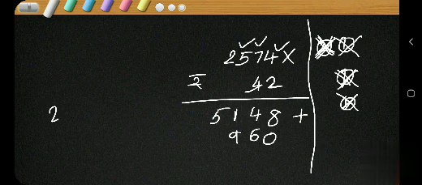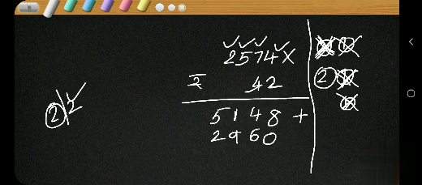22. Can we write 22 as such? No. Why? One more number is there to be multiplied. So we have to write 22's 2 here and balance 2 again in the working column. Now we are going to multiply 2 into 4. 2 4s are 8. 8 plus 2, 10. Okay. Now let us add.